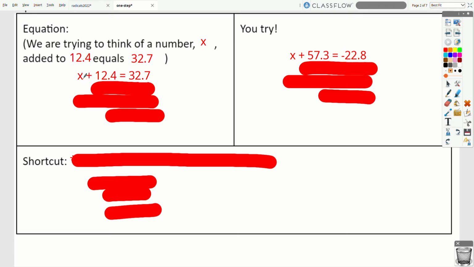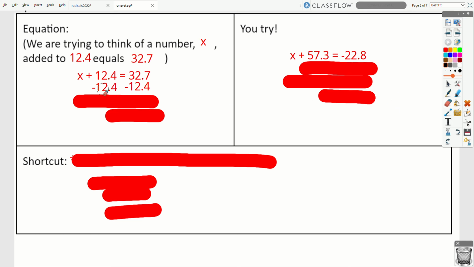Let's look at the equation x plus 12.4 equals 32.7. We're trying to think of a number x that, when we add 12.4 to it, is going to equal 32.7. Instead of just guessing, we have to do a certain process, and this involves the opposite of addition. The opposite of addition is subtraction, and so we are going to subtract this number, the 12.4, from both sides, because the goal is to get this x by itself.